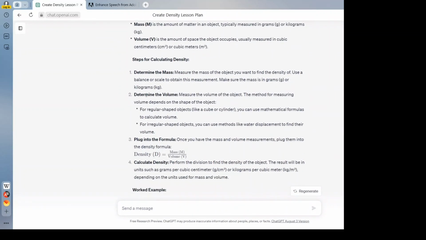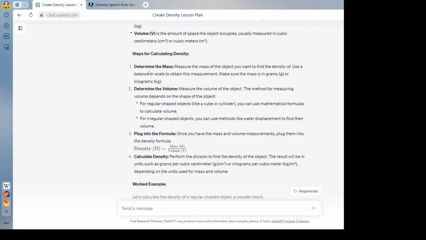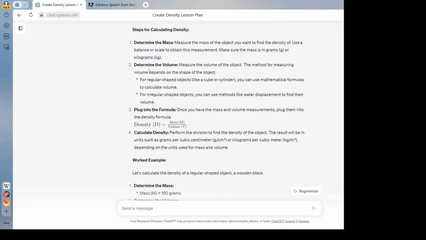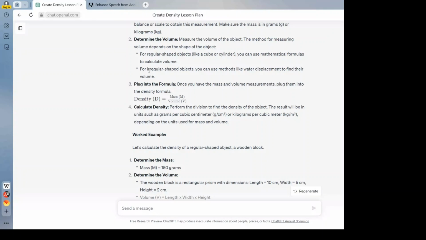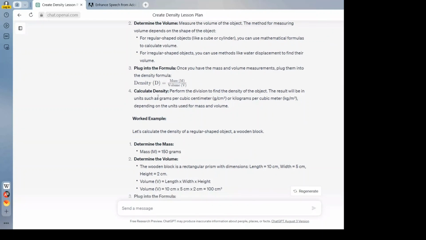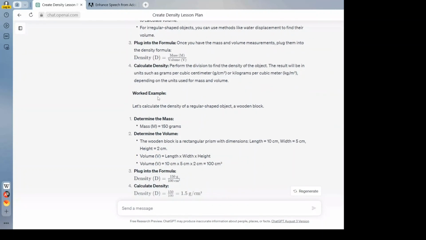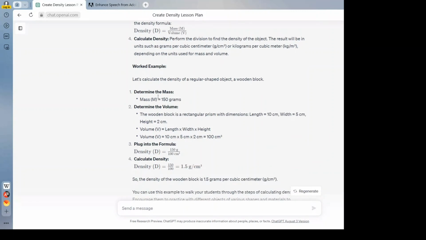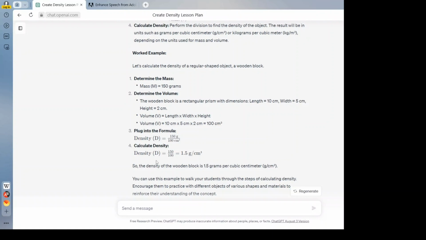And then we have the steps of calculating the density. Step 1, determine the mass. Step 2, determine the volume. Step 3, use this formula, and finally you get this density. Then we can do a worked example. We give some numbers, mass, volume, use the formula, get the density. So let us add this to our PowerPoint presentation.